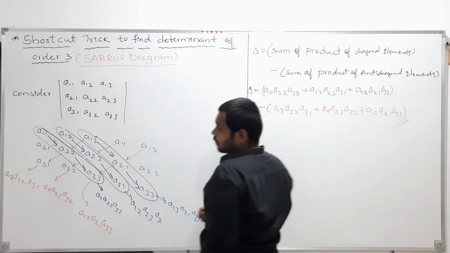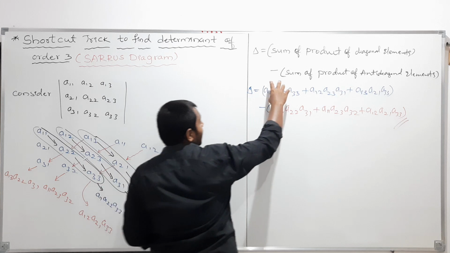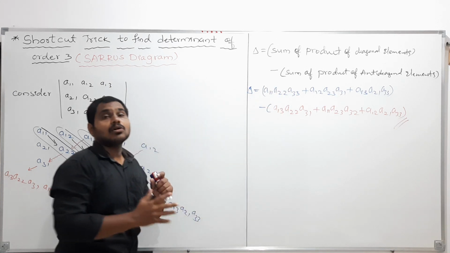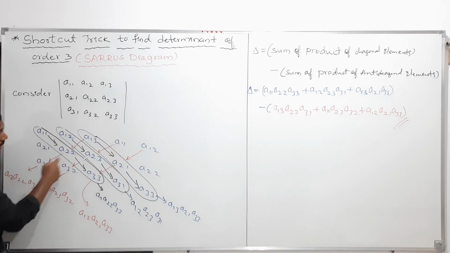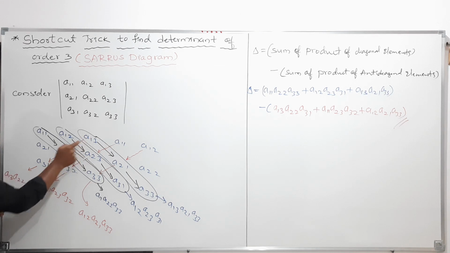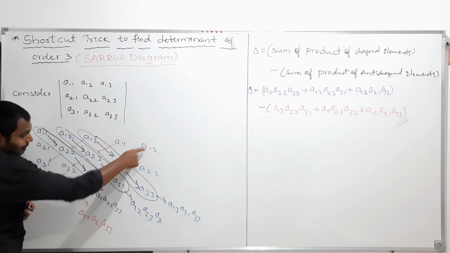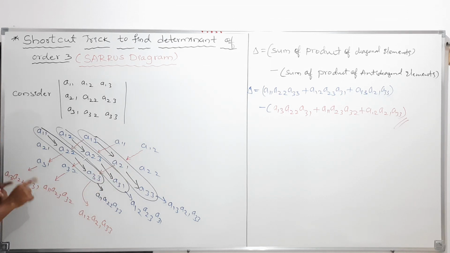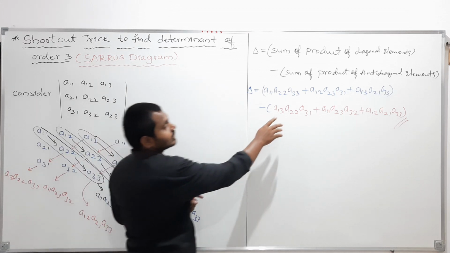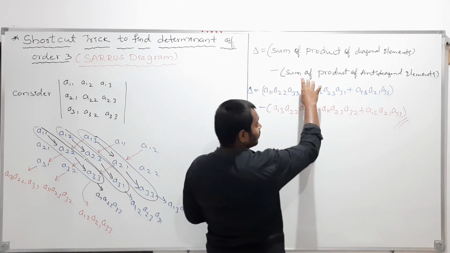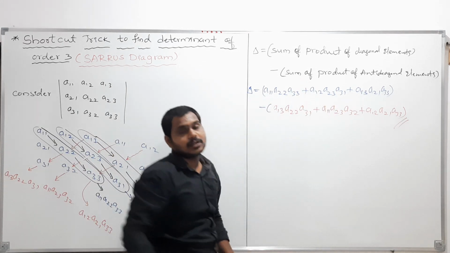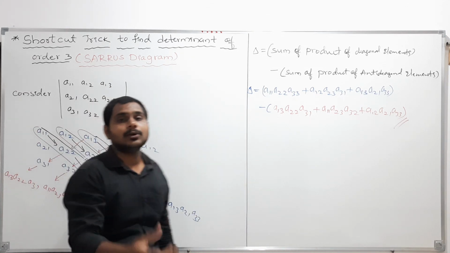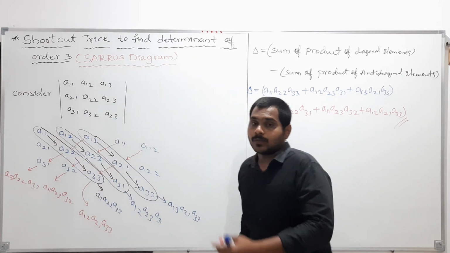Next, minus: you should subtract from this value the sum of the products of the anti-diagonal elements. So multiply these three, this A13, A22, A31. Multiply here, multiply here, multiply here, and then take the sum. It means you add this plus this plus this. From the first value you should subtract this value. If you solve this, you will quickly get the determinant value.